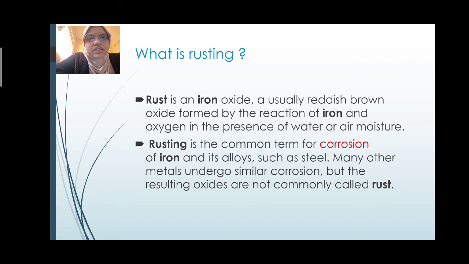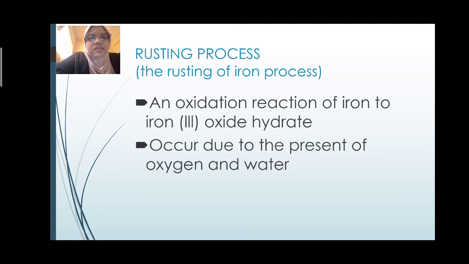So actually rust is a special term for iron and its alloys, even though other metals undergo corrosion, but it's not called rust. So rust is special for iron. The rusting process of iron is an oxidation reaction of iron to iron(III) oxide hydrate, occurring due to the presence of oxygen and water. So when there is water and oxygen, the iron is going to rust.